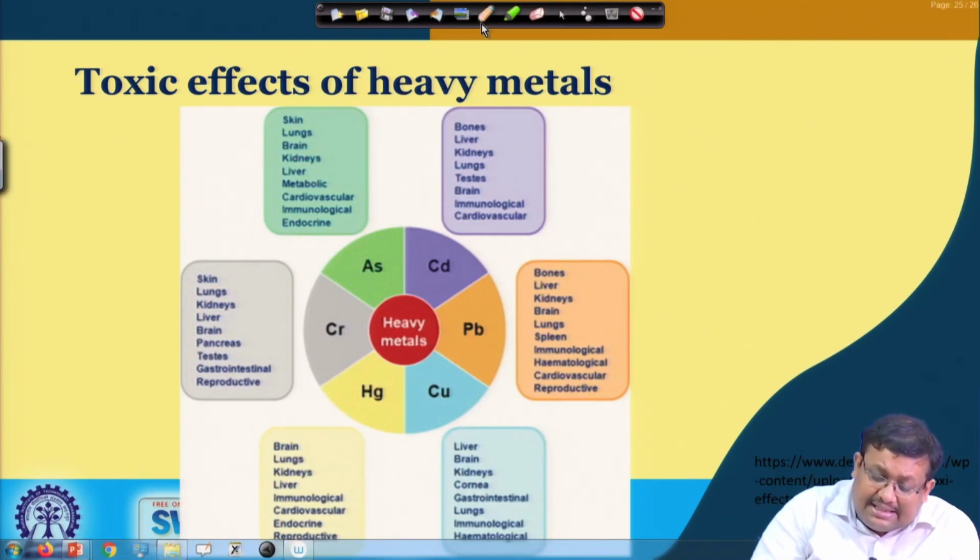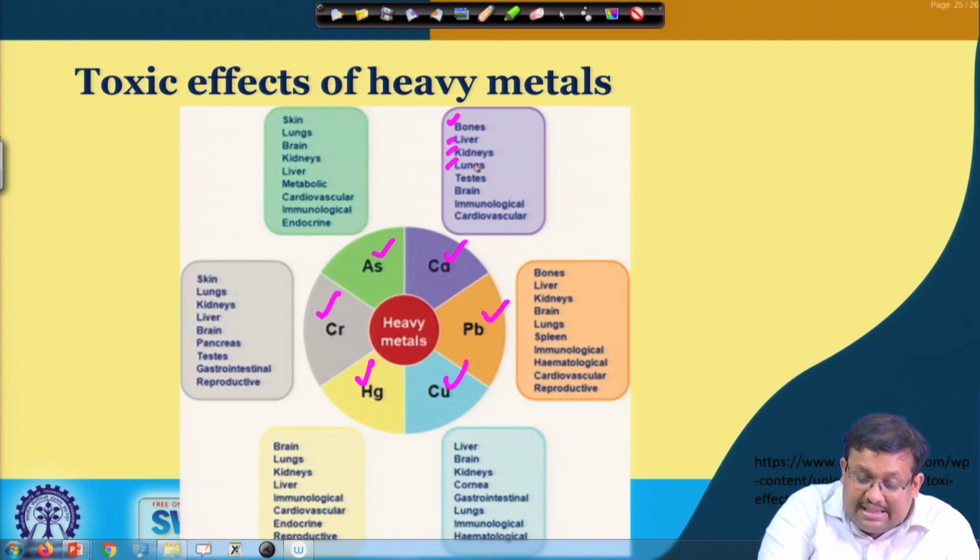Now, this slide basically shows the toxic effects of different heavy metals, and we have only considered here the major trace heavy metals like arsenic, cadmium, lead, copper, mercury, and chromium, and their ill effects as far as human health is concerned are given here. For example, in case of cadmium, calcium is important for our bones, and it is important for our liver, kidneys, lungs, testes, brain, and immunological processes as well as cardiovascular process.